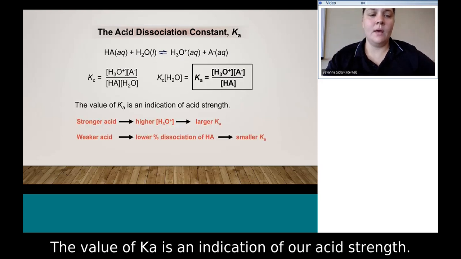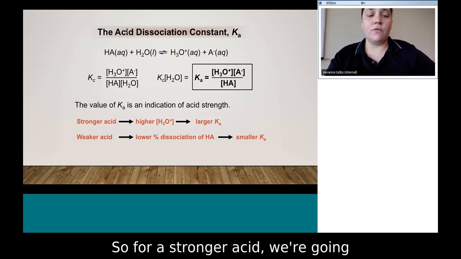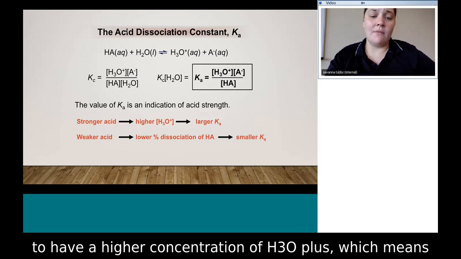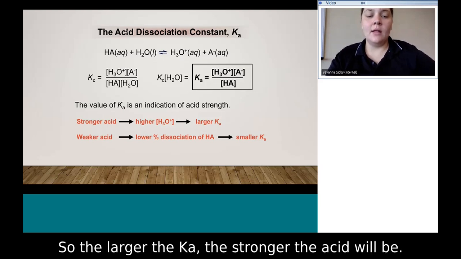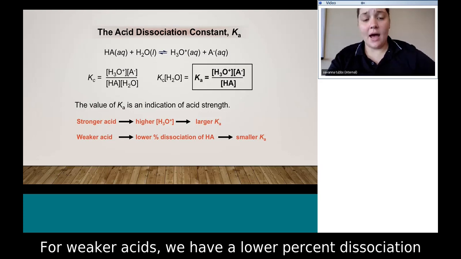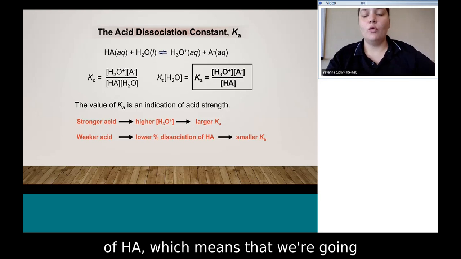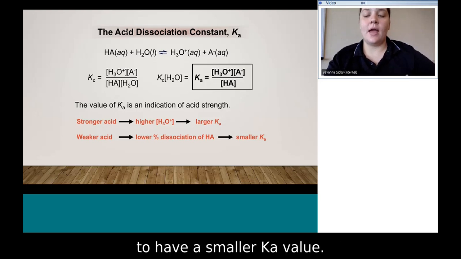The value of Ka is an indication of our acid strength. For a stronger acid, we're going to have a higher concentration of H3O+, which means that our Ka will be larger. So the larger the Ka, the stronger the acid will be. For weaker acids, we have a lower percent dissociation of HA, which means that we're going to have a smaller Ka value.